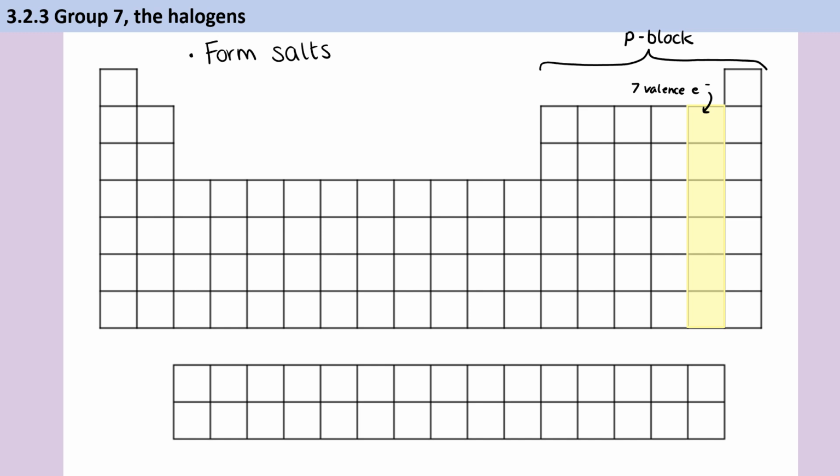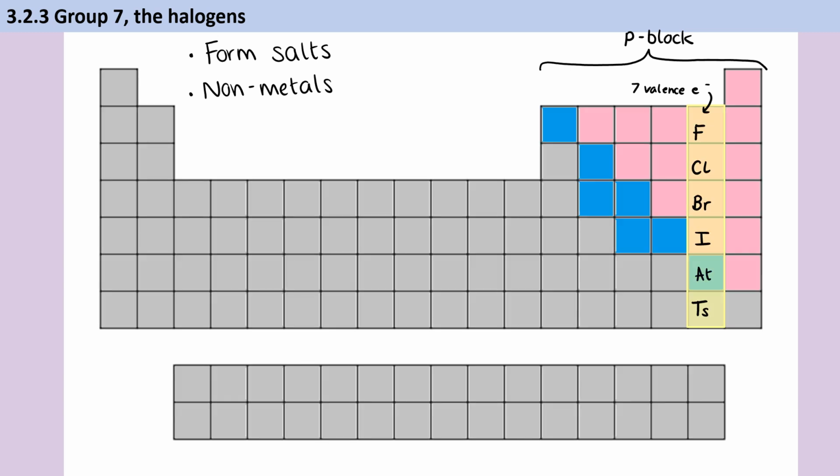known as salts. Most of the halogens are non-metals. Astatine is a metalloid or a semi-metal. Tennessine is a synthetic element that doesn't exist in nature, and it was only synthesized for the first time in 2010. It doesn't behave like the other halogens, so we'll say no more about it.